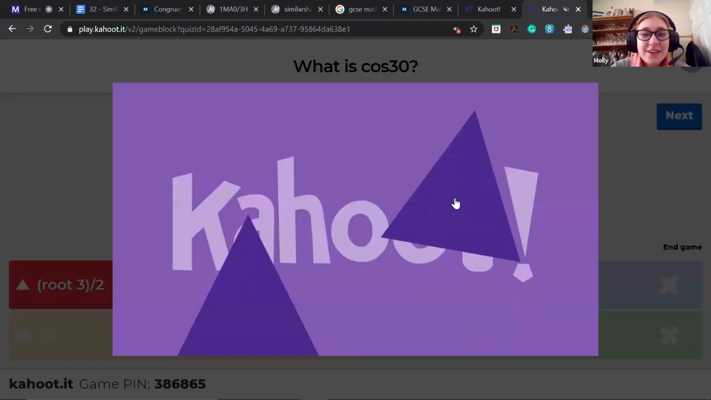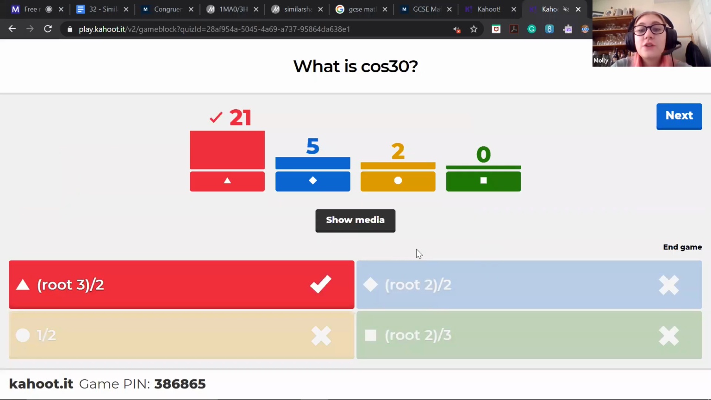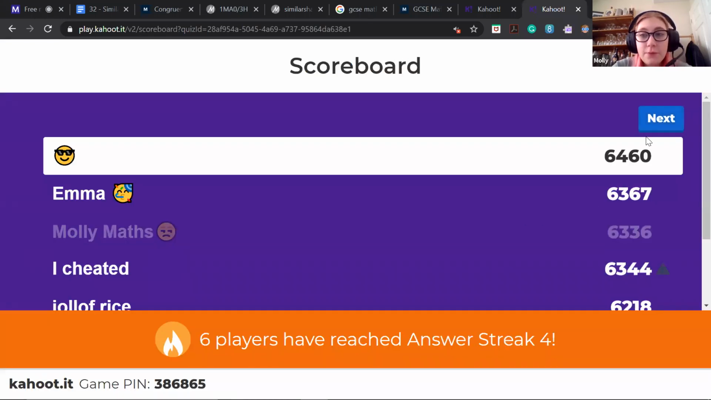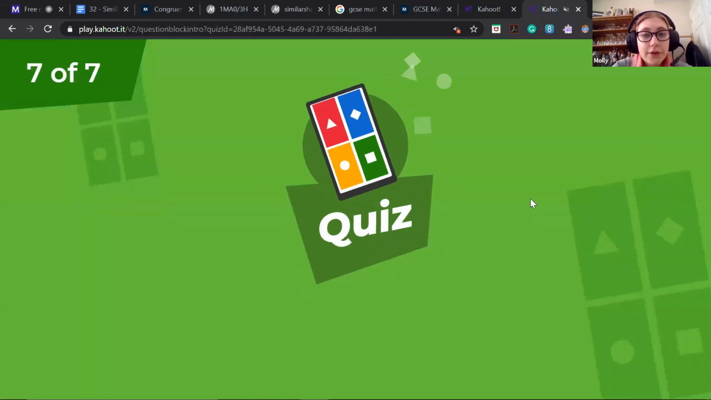Yes, excellent. Well done. So root 2 over 2, that's cos of 45. So if you put that one, that's where it was. And a half is cos of 60. So if you got those.